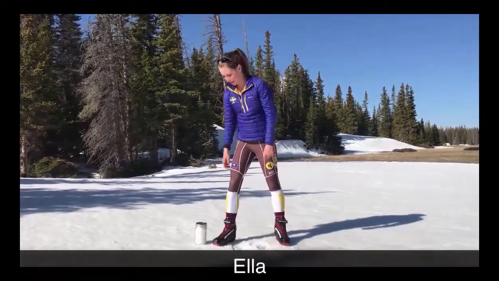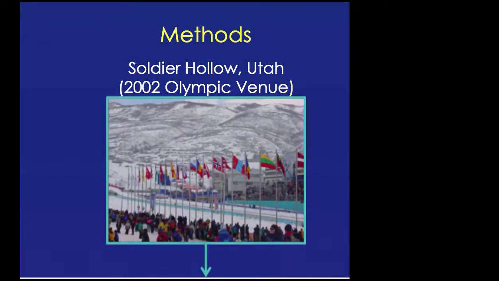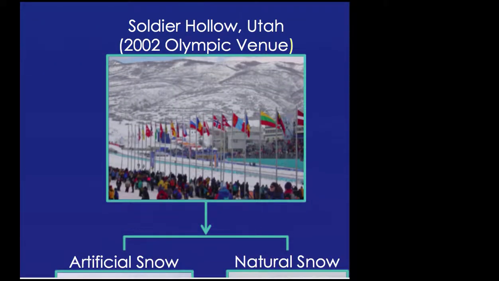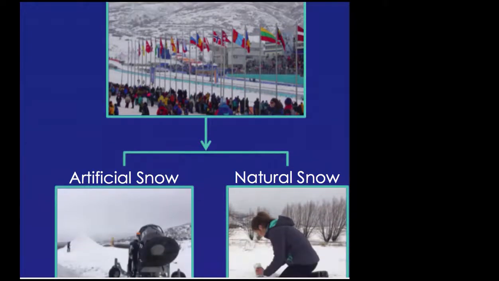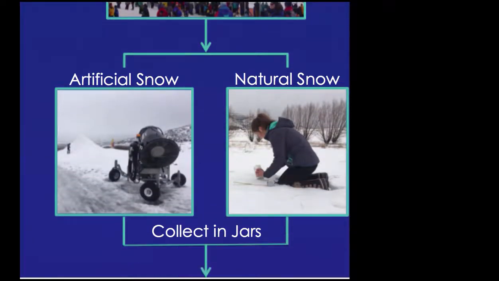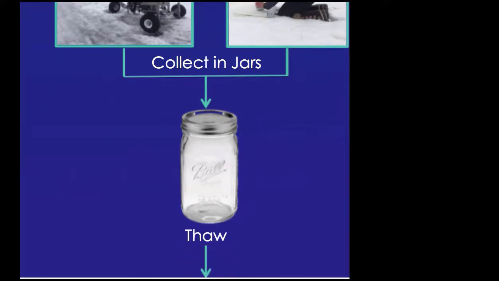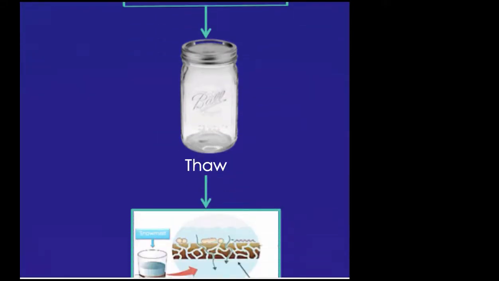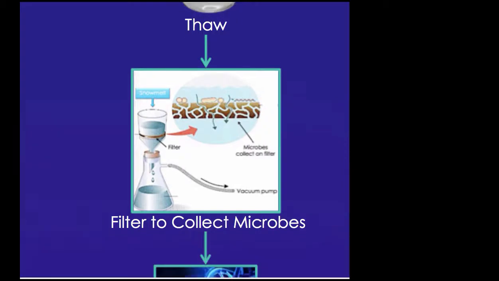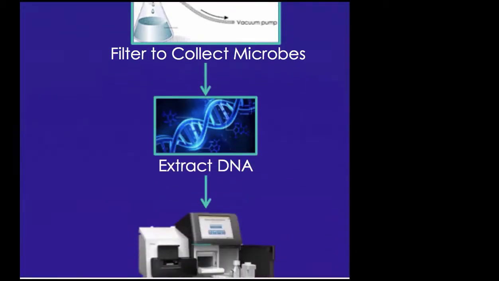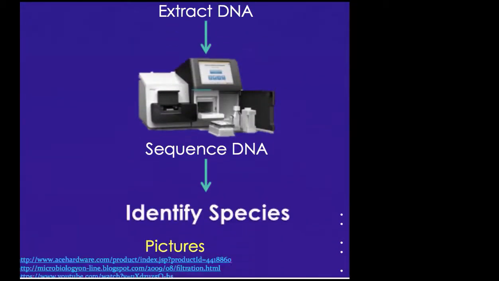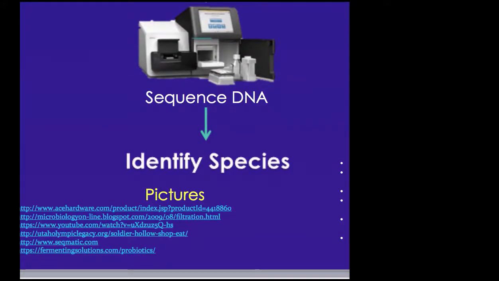So, at one of our race venues where there were trails that had almost entirely natural snow and some trails with almost entirely artificial snow, I grabbed some sterile mason jars and collected snow samples from each type of snow. This way, I can filter out the water, collect the microbes, extract the DNA, sequence it, and compare the types of microorganisms in each type of snow to see if there's a difference.